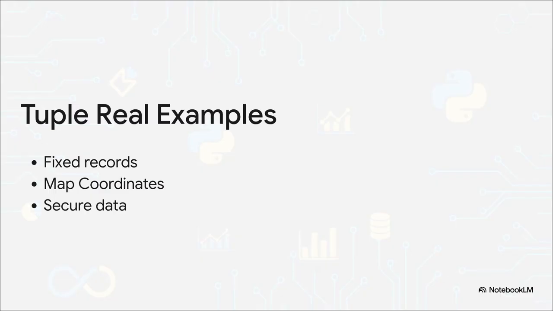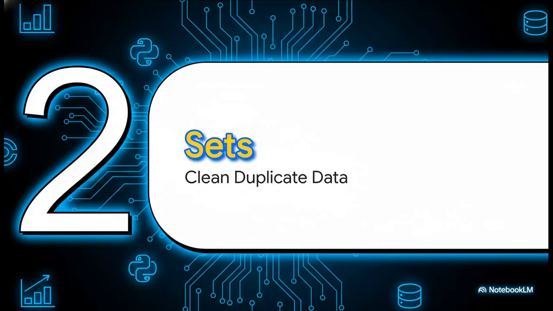Which brings us to where this is actually used in real jobs. You use tuples when your data absolutely should not change. Think fixed records, like a company's founding year. Or map coordinates. Obviously, you don't want latitude and longitude randomly shifting around in your database. Or secure data, like this employee record. Pa1, age 25, data analyst. Using a tuple means nobody is accidentally changing his job title or age while running a script. It's totally secure.